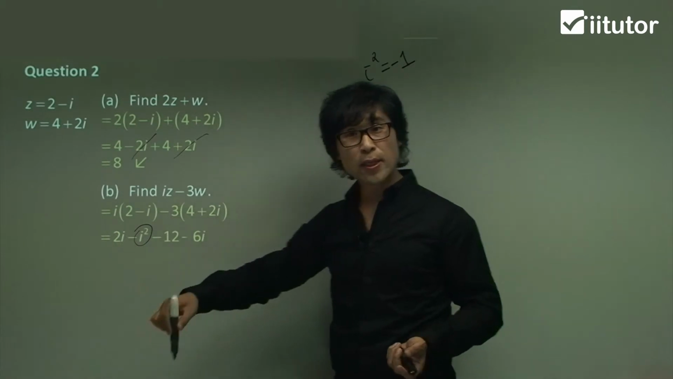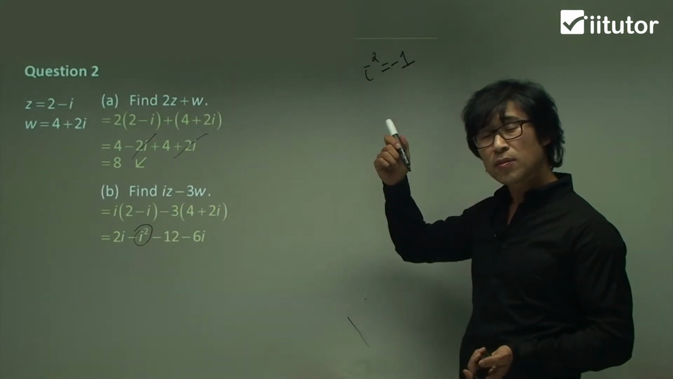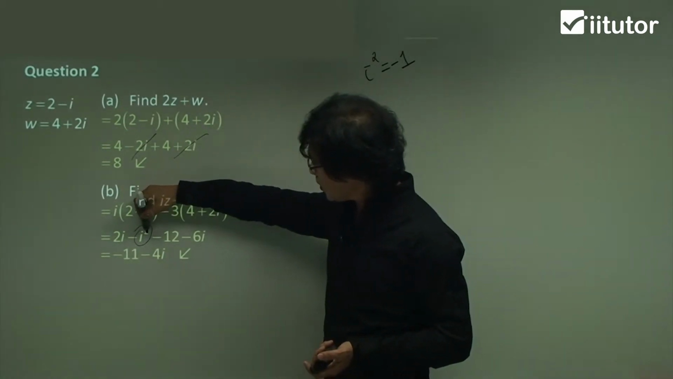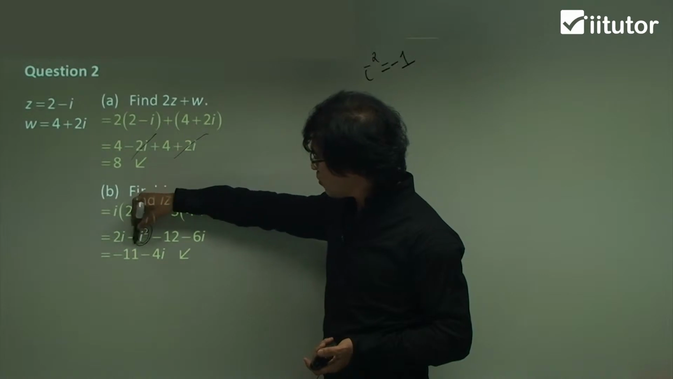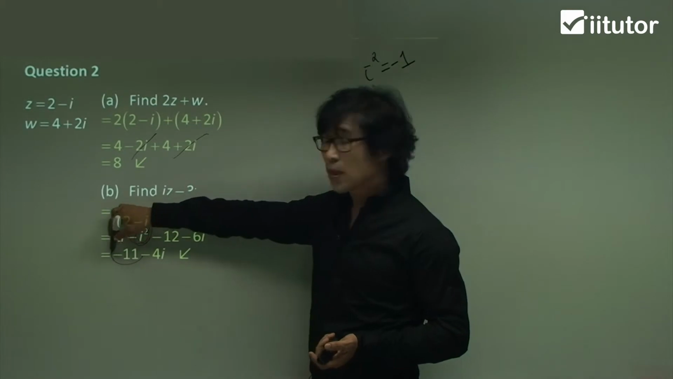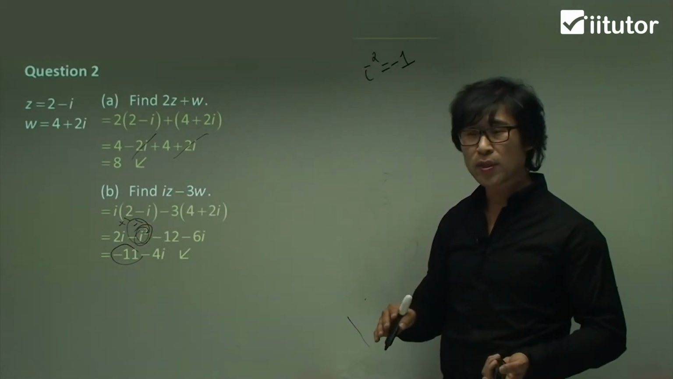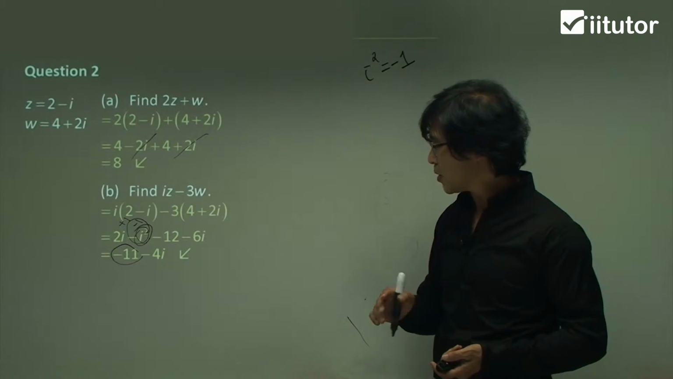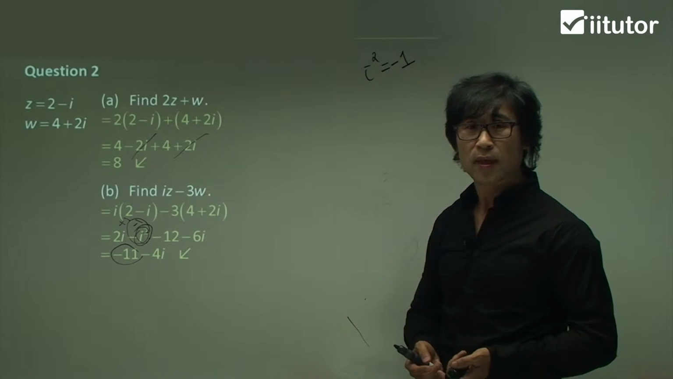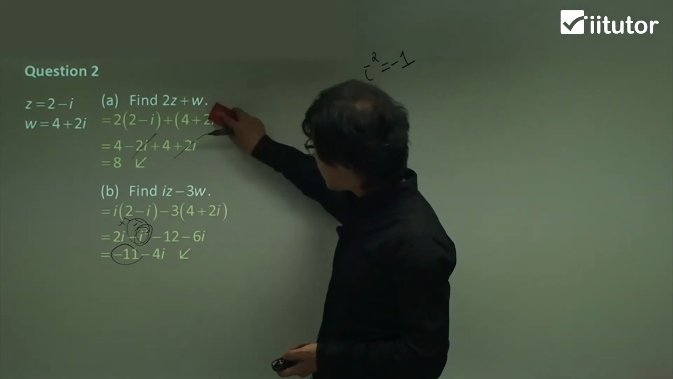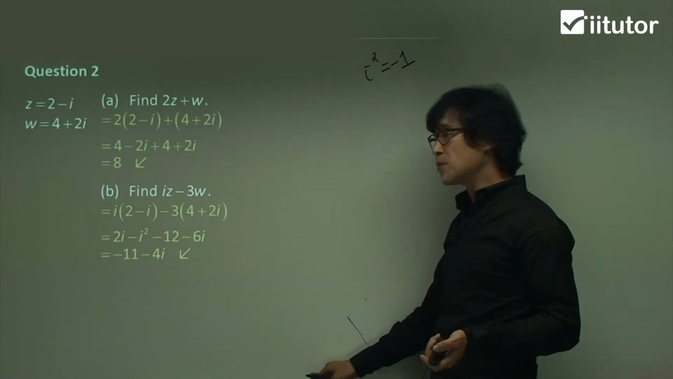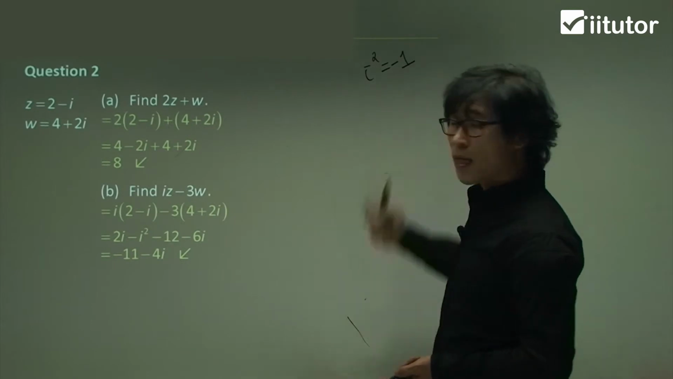You are seeing i squared, then you can solve this real number, which is -1. Okay, like this one. So what is here? That is -1. So that becomes +1. Okay, so +1 minus 12 becomes -11. It's simple numerical calculation. And then 2i minus 6i is now minus 4i. So that's the final answer. How simple that is. Yeah, you can treat the i as a usual pronumeral or variable, but the only new thing is i squared is -1.